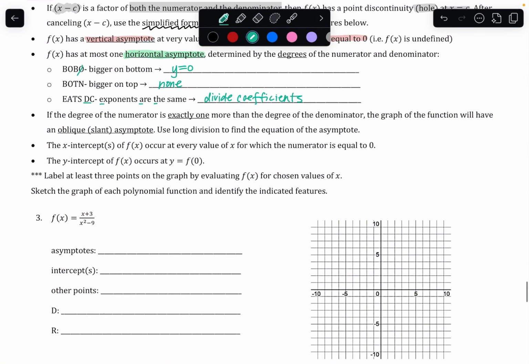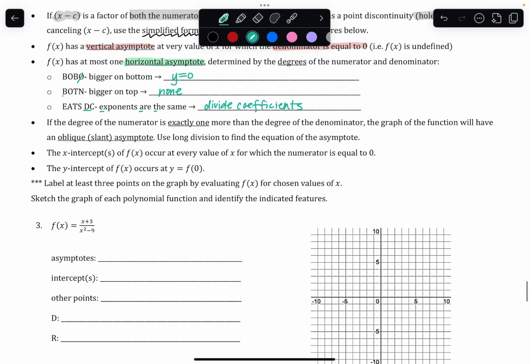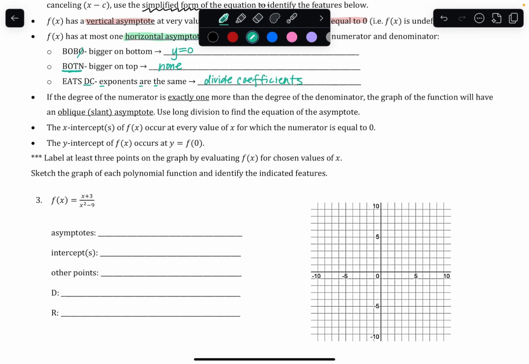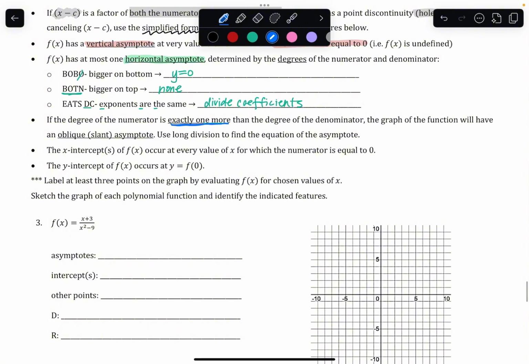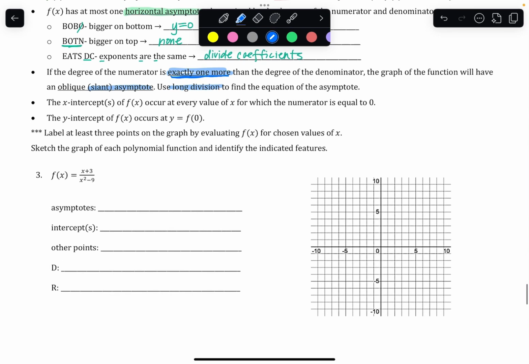And then with the bigger on top case, if the degree of the numerator is exactly one more, so x squared over x, or even x cubed over x squared, then you're going to have what is called a slant asymptote. So exactly one more means you're going to have a slant asymptote, and you have to use long division to find the equation of that asymptote.